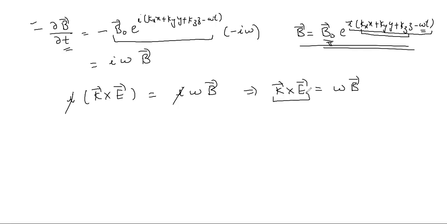If you have any two vectors and take the cross product of those two vectors, the outcome will be perpendicular to both of the vectors, right? I'm repeating that if you have any two vectors and if you take the cross product of these two vectors, then the outcome is perpendicular to both of the vectors, right? The outcome of the cross product is perpendicular to both vectors. So from this equation then you can say that your k is going to be perpendicular to B and your E is going to be also perpendicular to B.